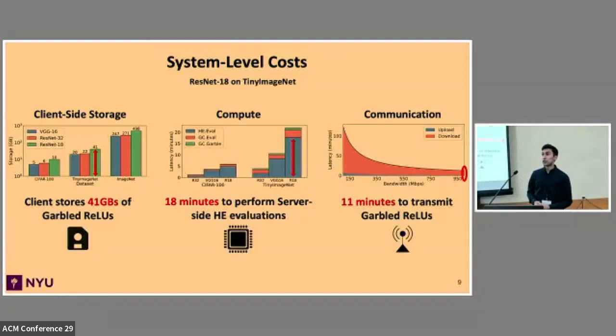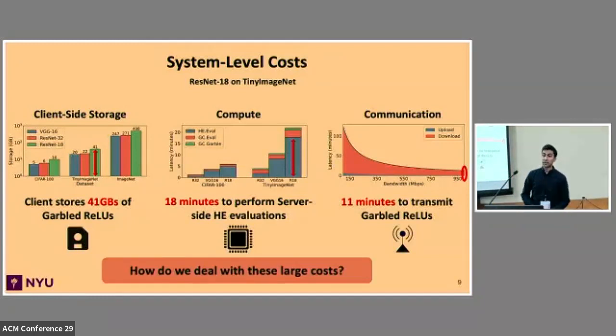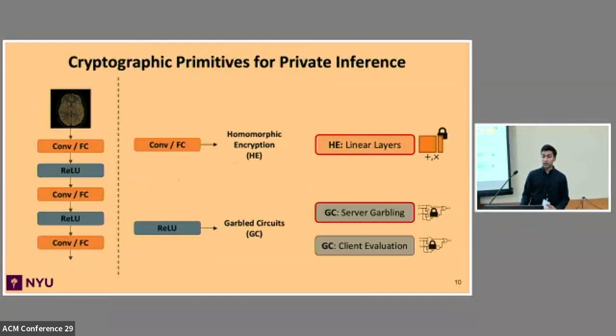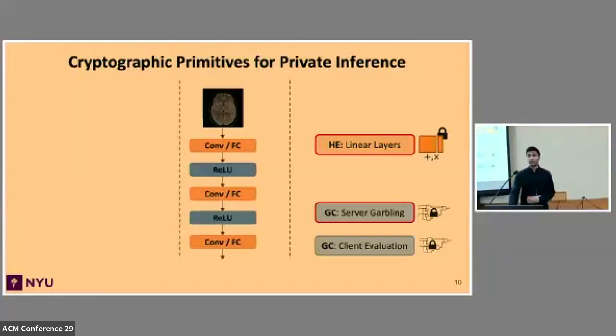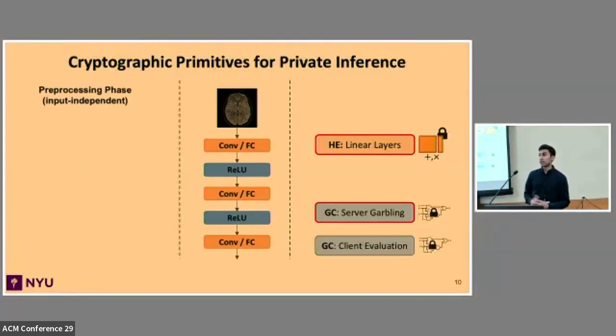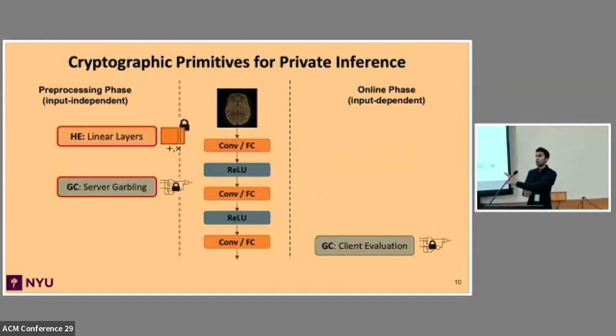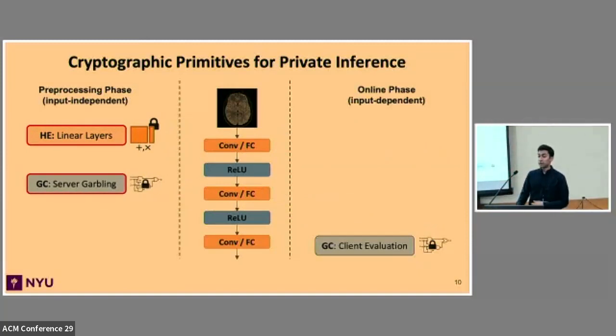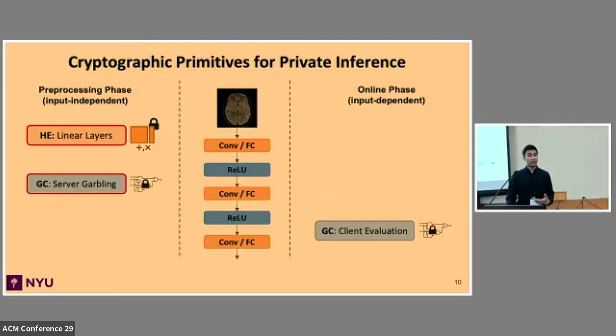Prior work has shown latencies on the order of seconds to a few minutes. So how are they dealing with these large system costs that we're seeing right here? The trick in private inference is to split our protocol into two phases. The first phase is a pre-processing phase that is input independent and can be done a priori. And then the second phase is an online phase, which happens once the client's data is ready and they want to actually perform an inference. What you'll see is we'll move these heavy crypto primitives to this pre-processing input independent phase and use our lighter weight crypto in the online phase.